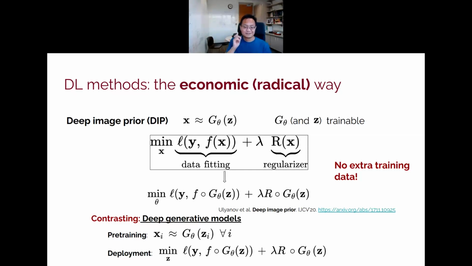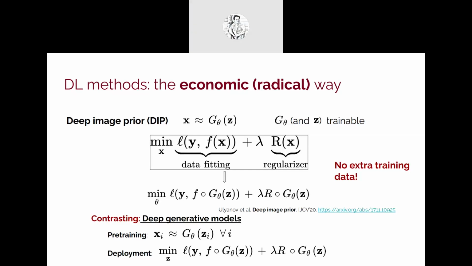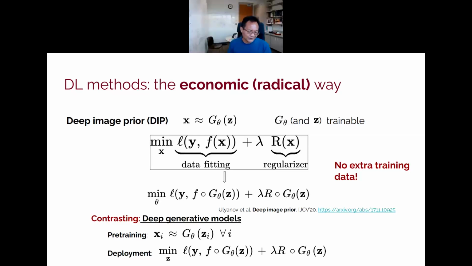So the parameter size here may not be very big as well. Yeah, that's a good question. Actually, in the original DIP, the number of parameters is larger than the number of pixels in the image. So it is big. But the amazing thing is this.